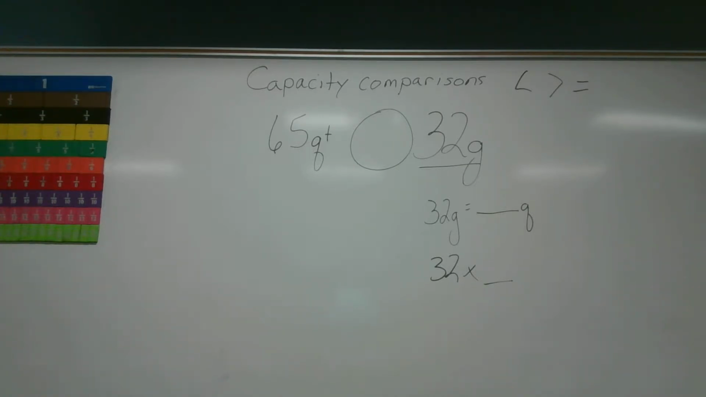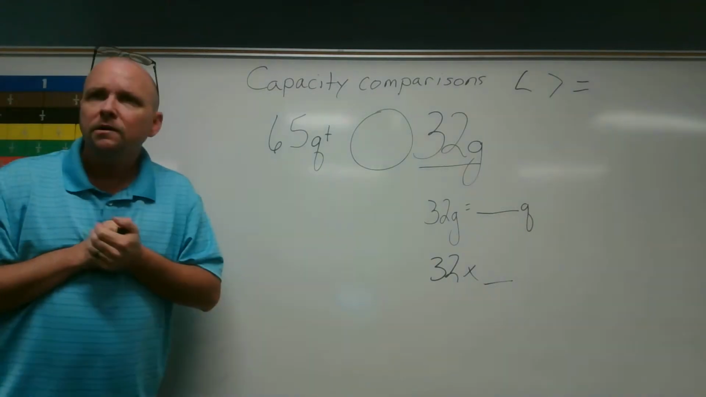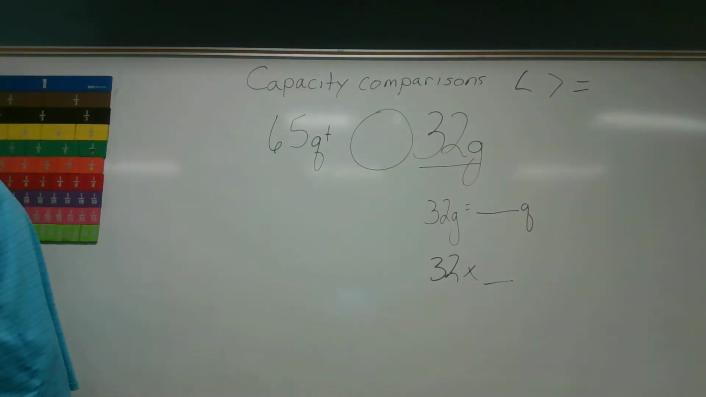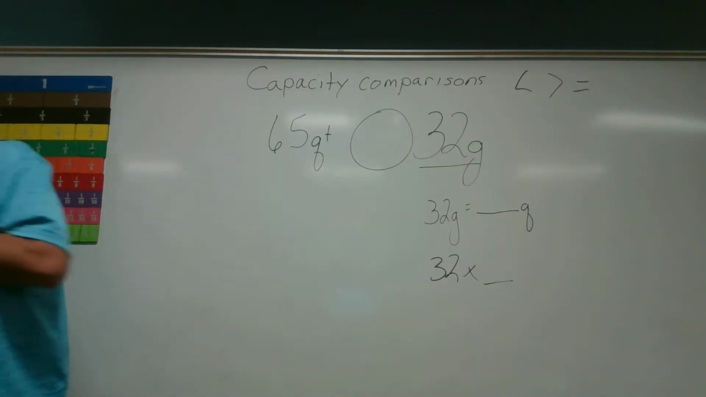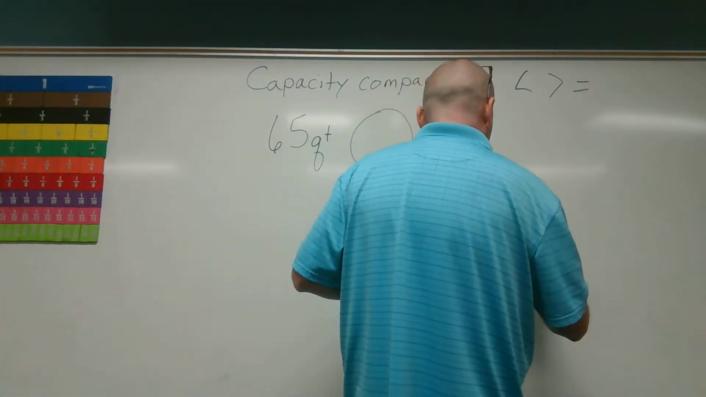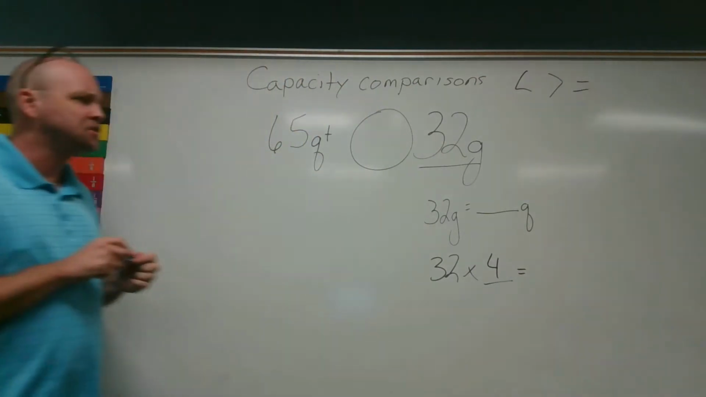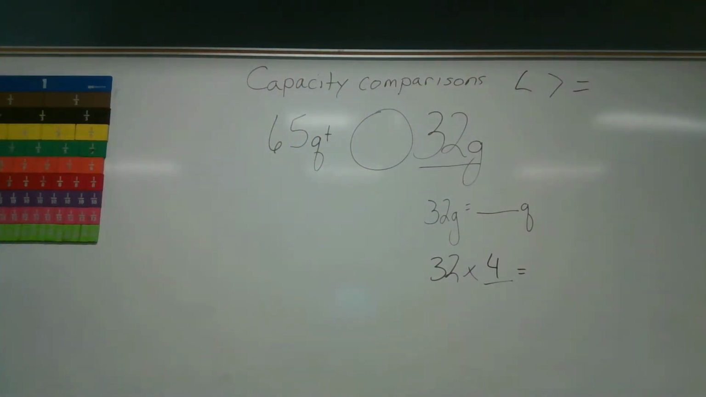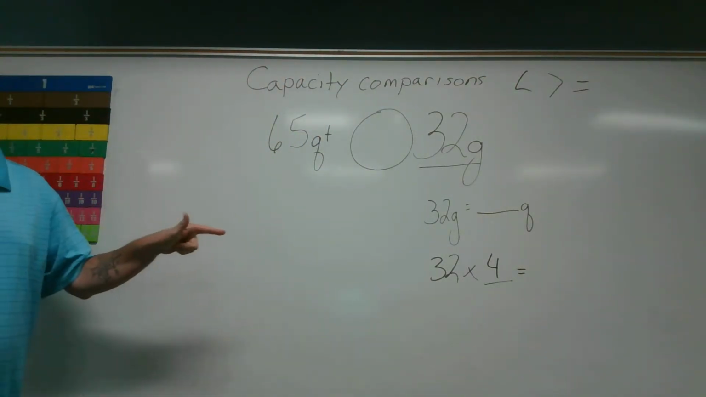4. Why 4, Jacob J? Because there are 4 quarts in each and every gallon. So that's why we're multiplying by 4. And Jacob J is just about to tell me what 32 times 4 is. Don't tell him. He's going to get it.